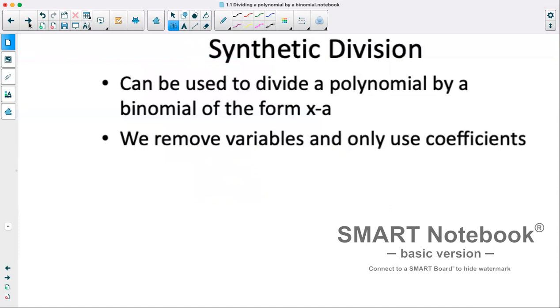So it can be used to divide a polynomial by a binomial of the form x minus a. So you'll notice that it is purely x minus a. So we don't have a number in front of our x. We also don't have an exponent on that x. So it's not as versatile as long division, but it can be very quick. So for synthetic division, when we set it up, we remove our variables and only use our coefficients.